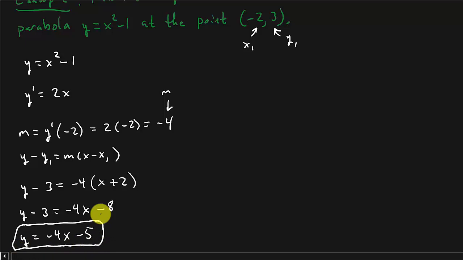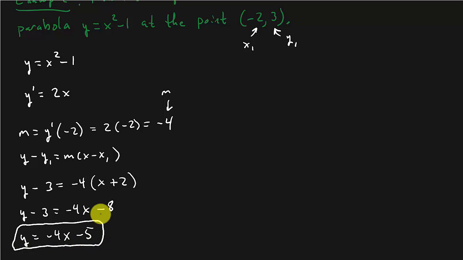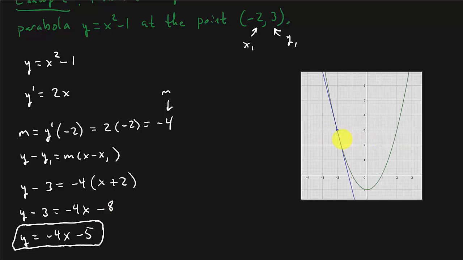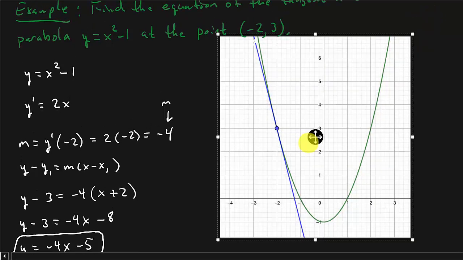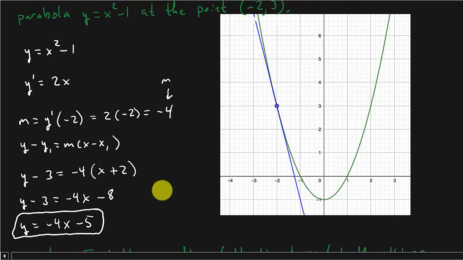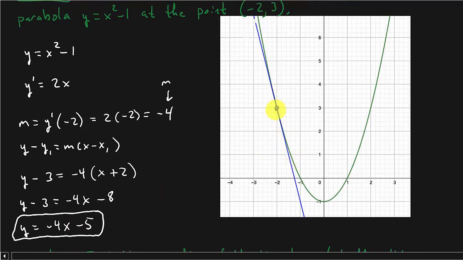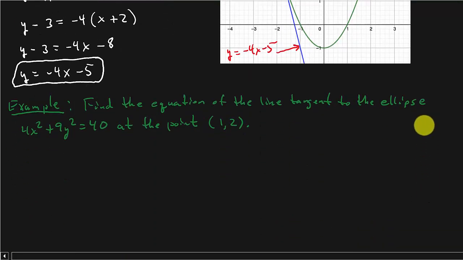Now let's see what we found. I've graphed them. That's what it looks like. The green is the graph of x squared minus 1, and the blue line is your tangent line, the line y equals negative 4x minus 5, and this is your point negative 2, 3. That's what we found, the equation of this blue line right here, y equals negative 4x minus 5. Let's look at the next example.